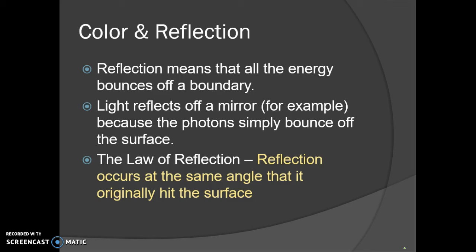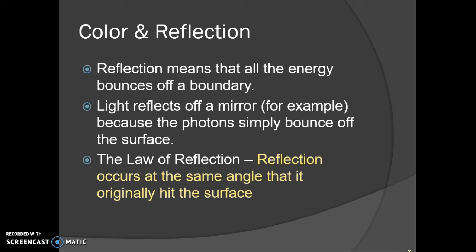Color and reflection. Reflection means that all the energy is going to bounce off of a boundary. So if we're shining light at something and the light bounces back off, it's being reflected off of that object. Light's going to reflect off of a mirror, for example, because the photons are bouncing off the surface.